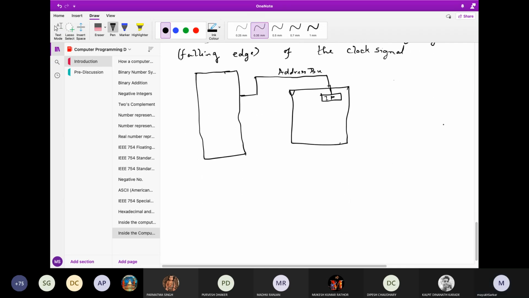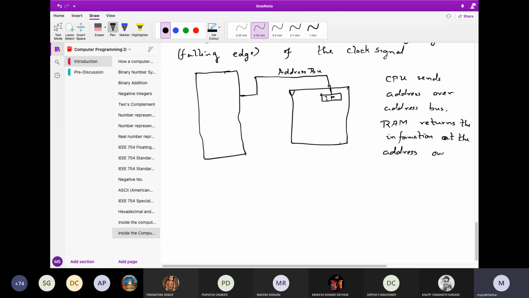So the CPU sends the address over the address bus. RAM returns the information at that address over the data bus.